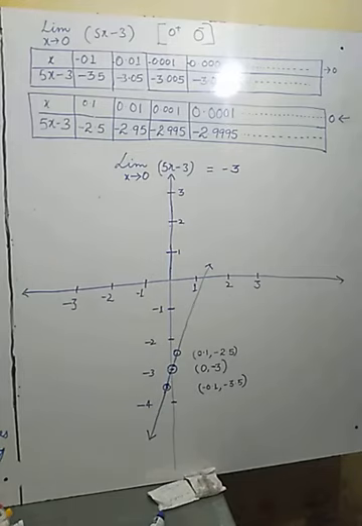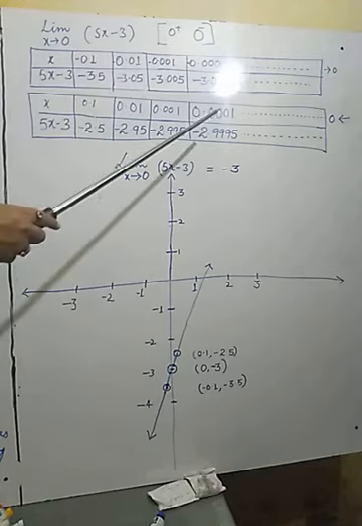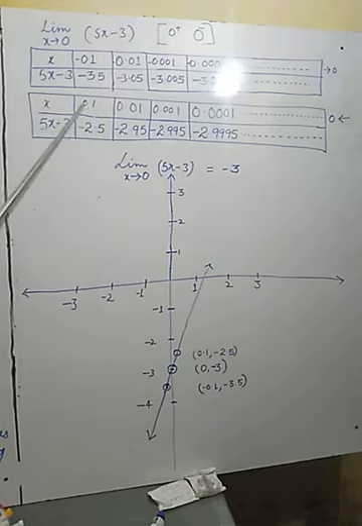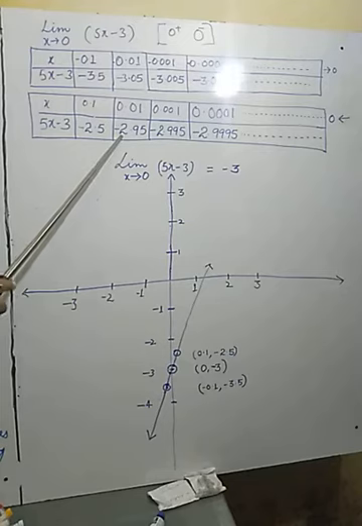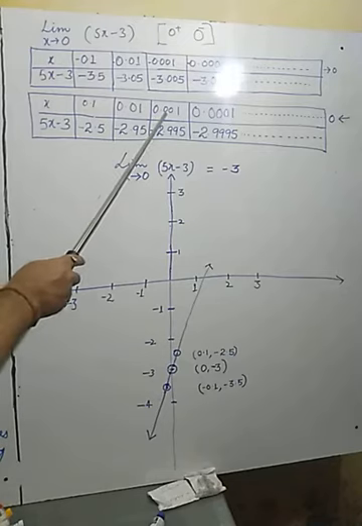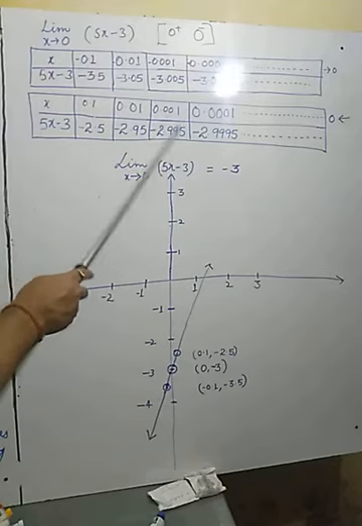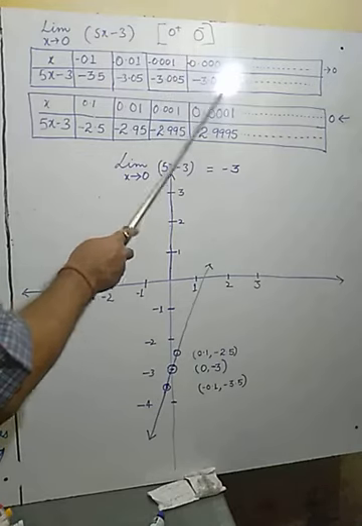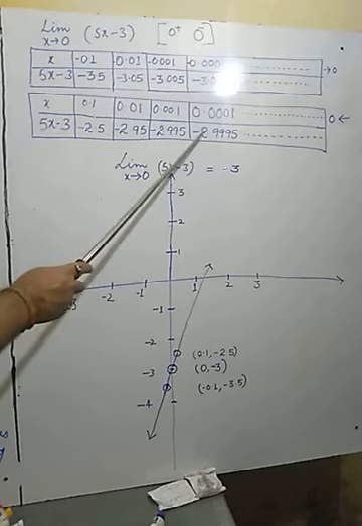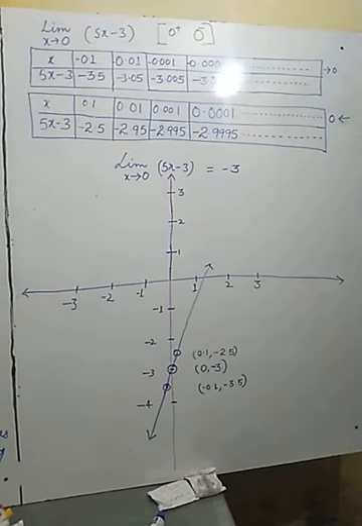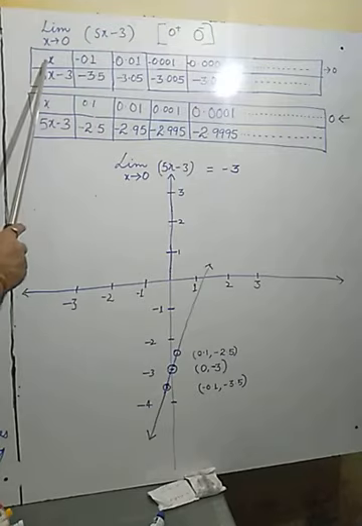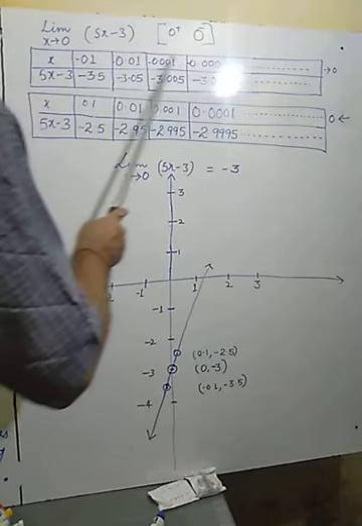Similarly, now greater quantities are decreasing here. Firstly 0.1 is there, then the value of 5x minus 3 is minus 2.5. A smaller quantity is taken again, it will be minus 2.95. A smaller quantity, this one, minus 2.995. Again this smaller quantity, so the value is minus 2.9995. Observe here, the value of x is approaching 0.